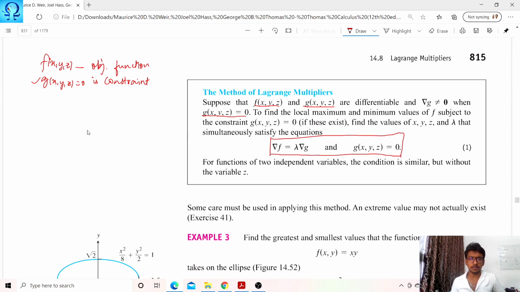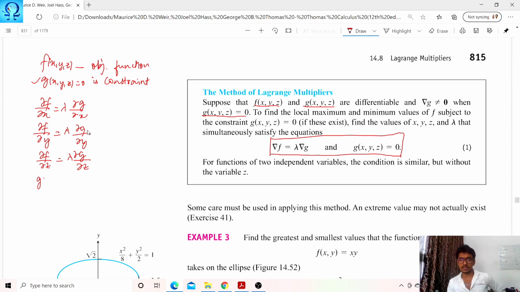For a three-variable case, what does it mean? It means your del f upon del x is lambda times del g upon del x. And similarly, del f upon del y is lambda times del g upon del y, and your del f upon del z is lambda times del g upon del z. Here we have three equations and you have the fourth equation, that is your constraint. You have to make use of these four equations to find the values of x, y, z and lambda. Sometimes it will happen that first we find lambda, and with the help of lambda we find all the other values. That may be the case.